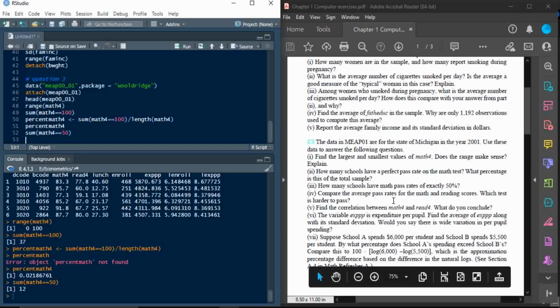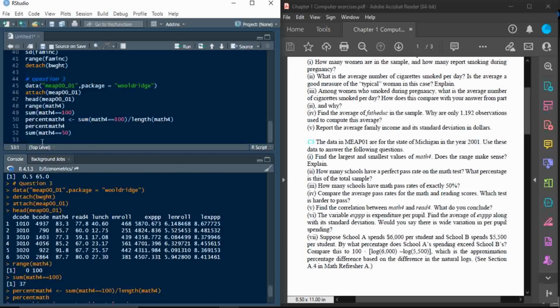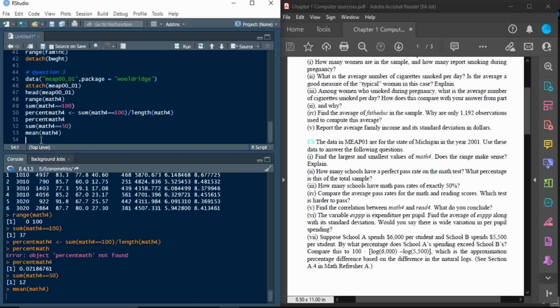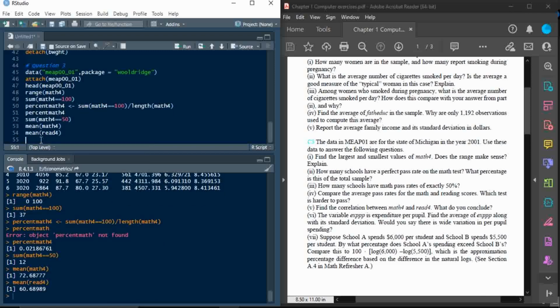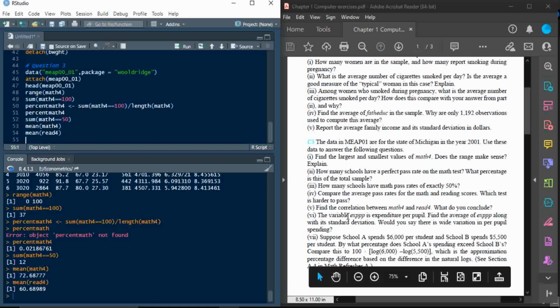Compare the average pass rates for the math and reading scores. Reading score is named by read 4. So let's type, first find the mean of math and then read 4. So yeah, average pass rate on maths test is 72.68, and on the reading scores it is 60%. Which test is harder to pass? So comparing the average values, reading test is harder to pass.